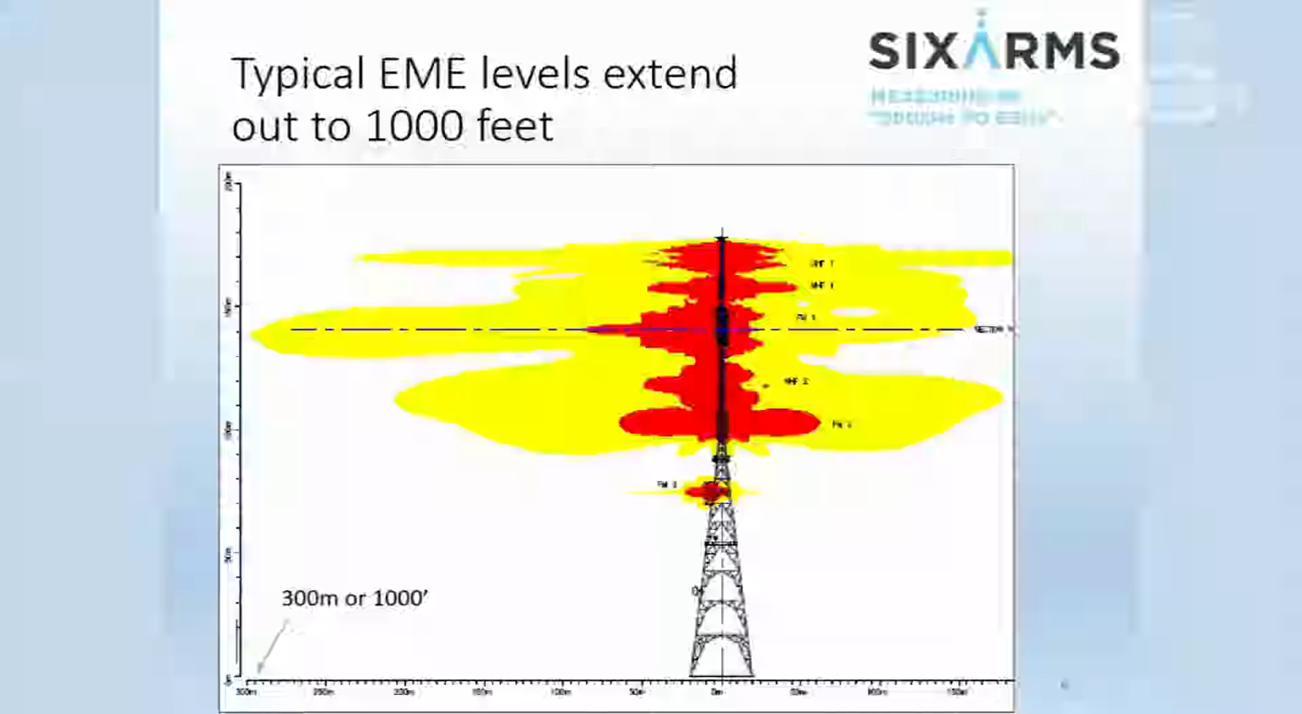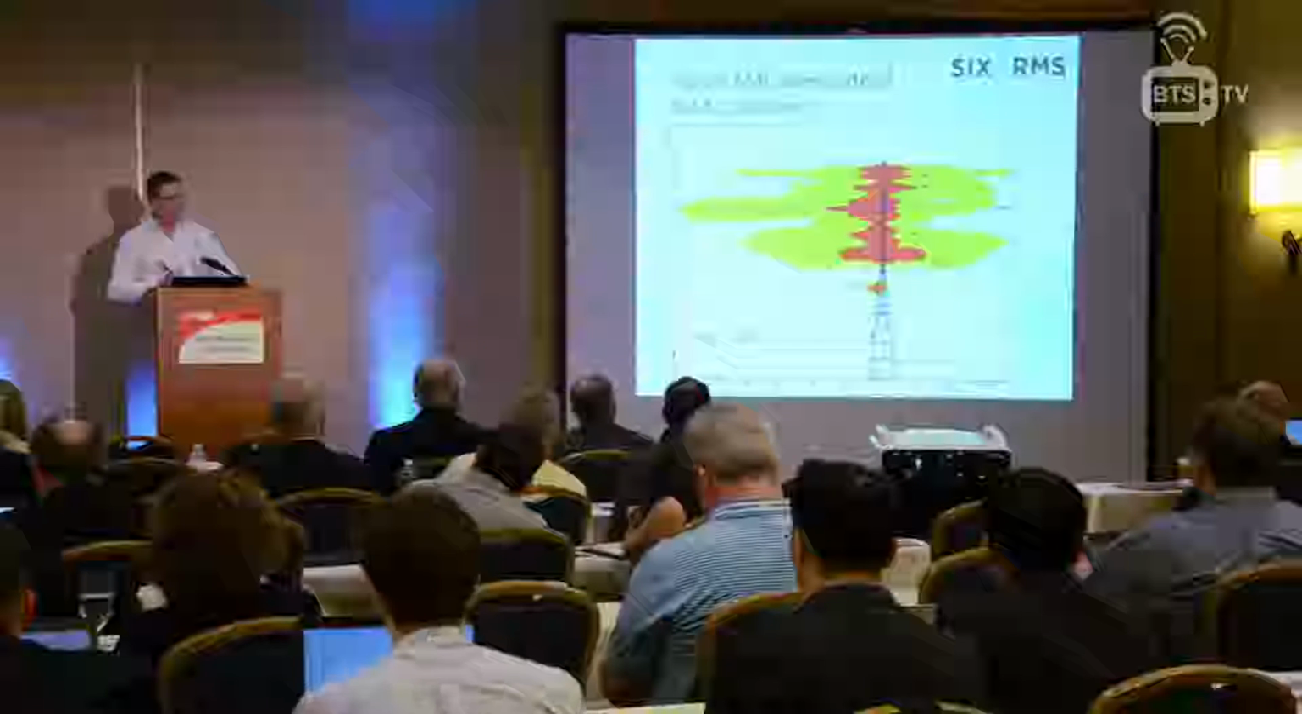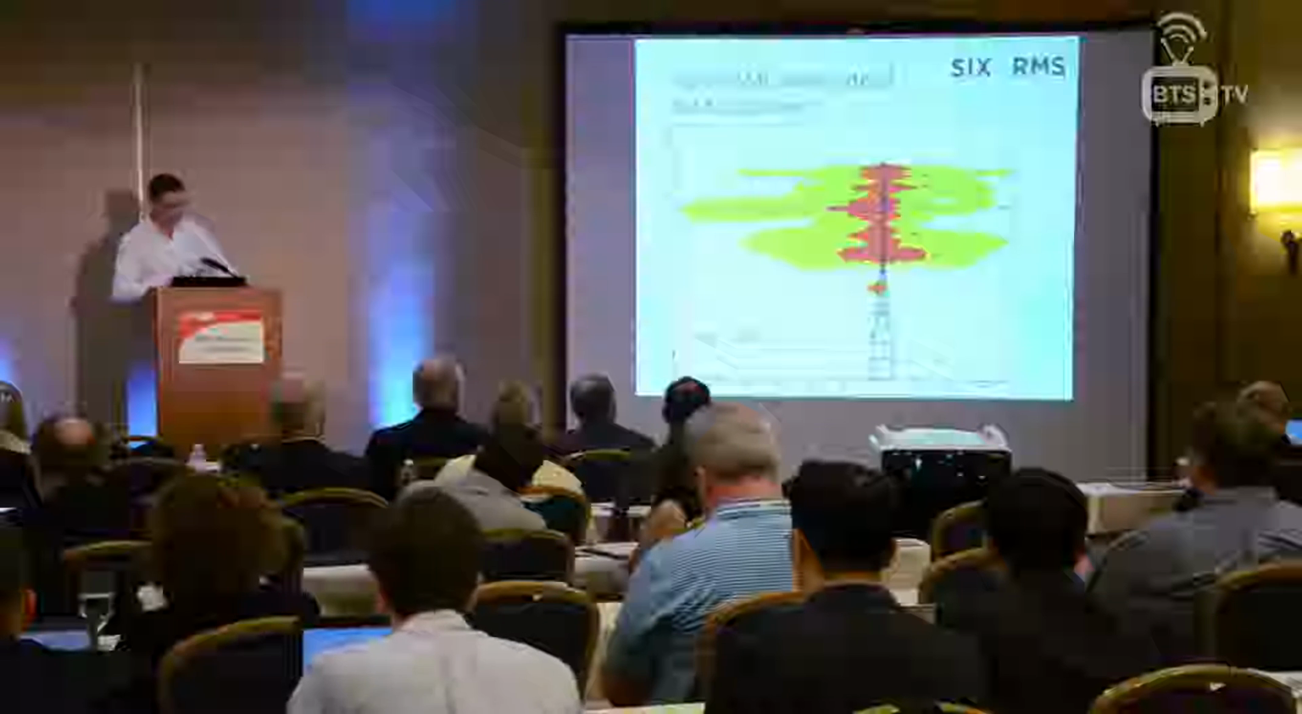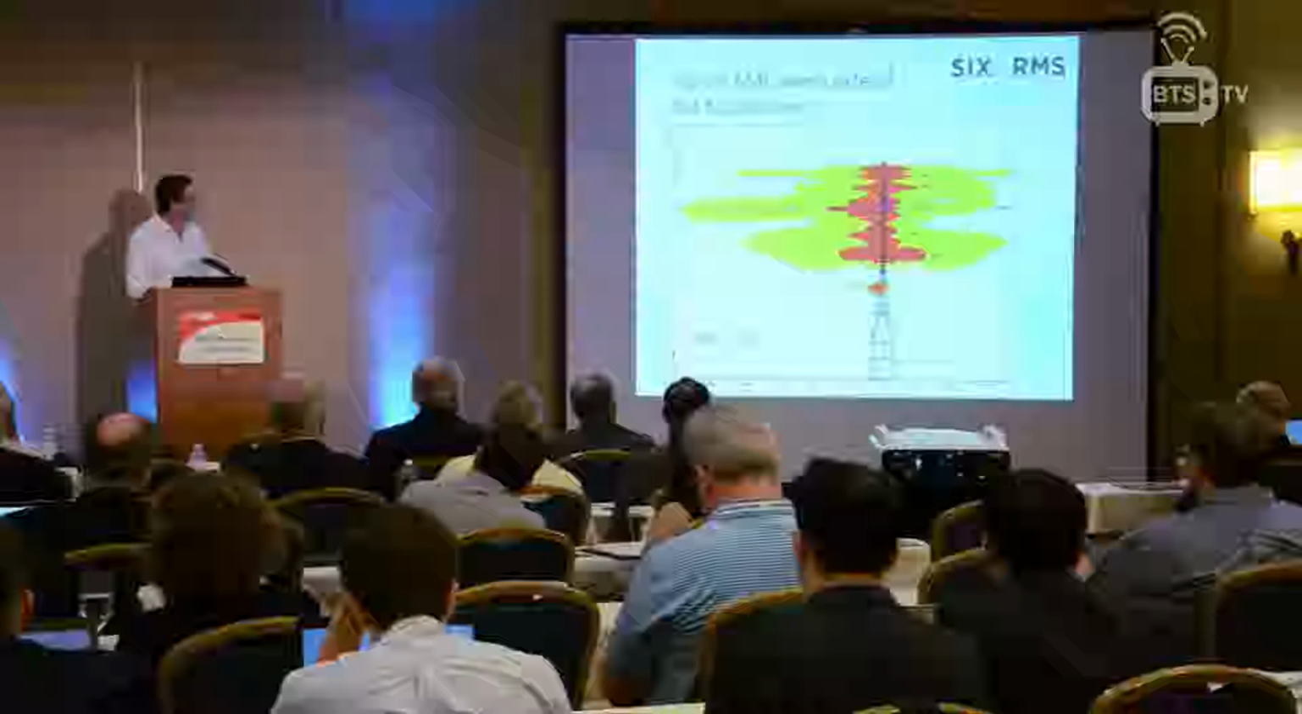So this would be a typical structure, and this is actually the EME levels on a structure, and it can go out, in this case, to 300 metres where we've got the crossover to a non-occupational limit for the EME. At the top of the structure we've got a UHF array about there, and then a VHF array, and I think that's another FM array.